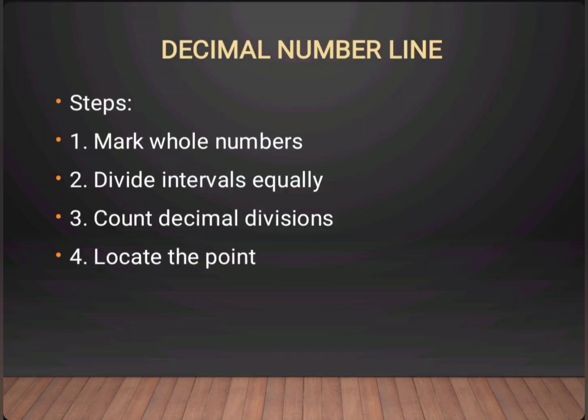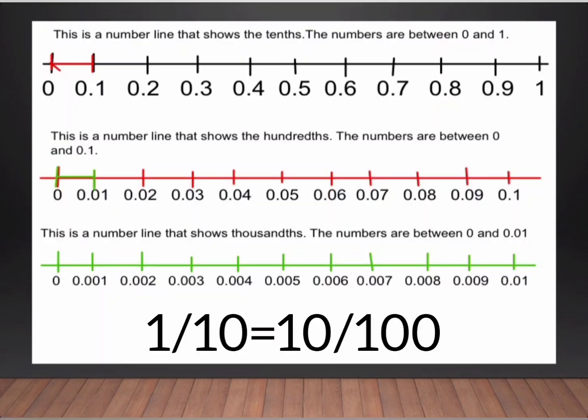Another important concept is locating or plotting a decimal on a given number line. Here, first mark the whole numbers, divide the intervals equally, count the decimal divisions and then locate the point. Usually this goes up to 3 or 4 steps depending on the given decimal. So the pattern follows as whole, tenth, hundredth and thousandth. This is how you locate the decimals and plot the point.